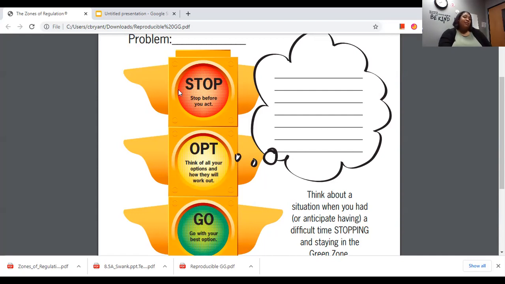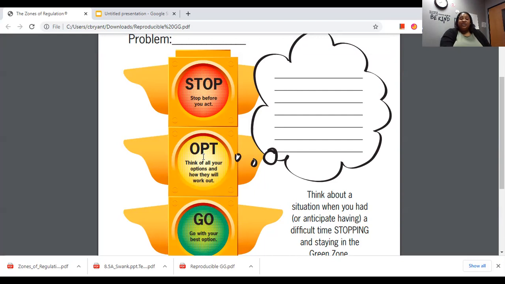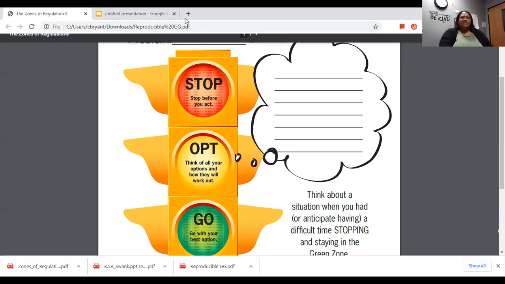You can use the stoplight with any tough problem you have. You can use the stoplight yourself. You can help a friend problem solve using the stop, opt, and go. Or you can work with a family member to use it as well, or your teachers. This is just a good tool to help you think about, hey, what zone am I in? What options can I try to get out of that zone and get closer to the green zone? And then I'm going to go with my best option that puts me closer to the green zone. Okay, good job with that.